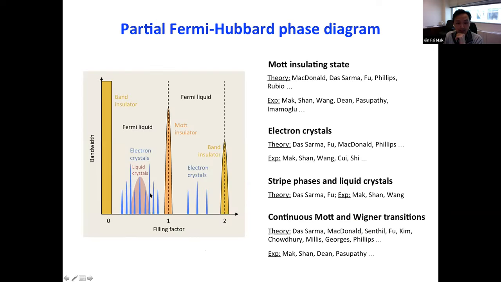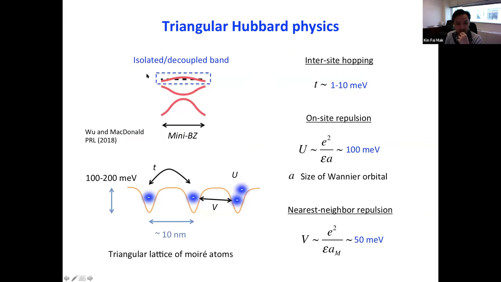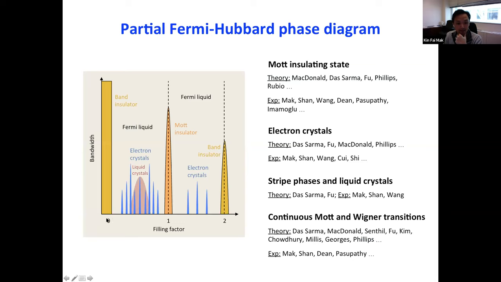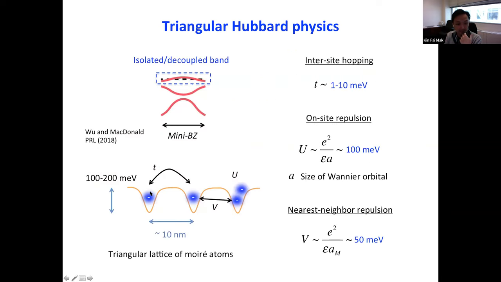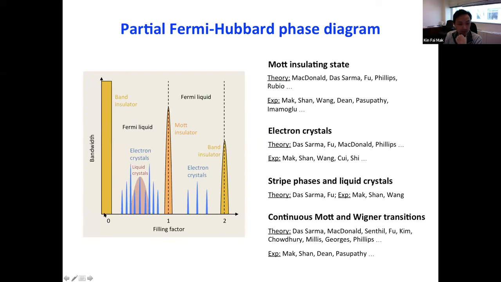Okay, so in the past couple of years, there has been a lot of progress in mapping the phase diagram, or the Fermi-Hubbard phase diagram, in this limit of a well-isolated band. And these systems are highly tunable. You can tune the average filling factor of electrons per moiré site continuously using gate voltages. You can also tune the bandwidth of this flat band continuously using a vertical electric field. And a lot has been found, and many of the contributions were also made at CMTC at Maryland.